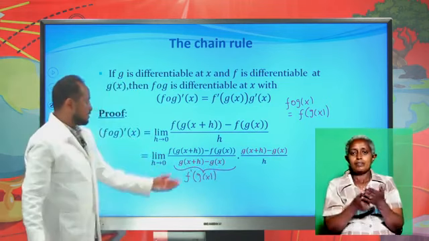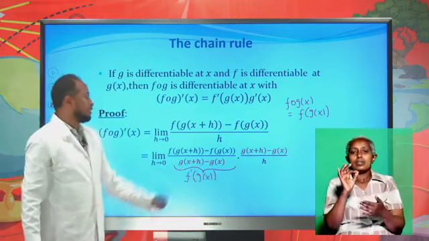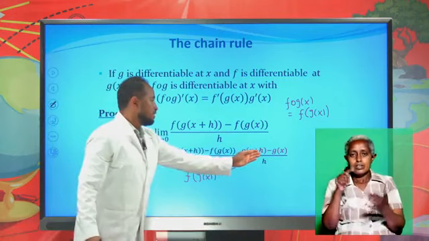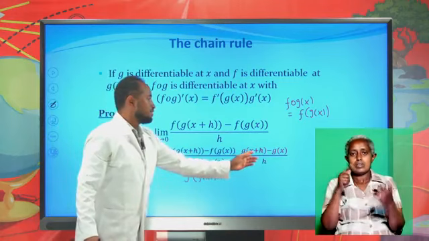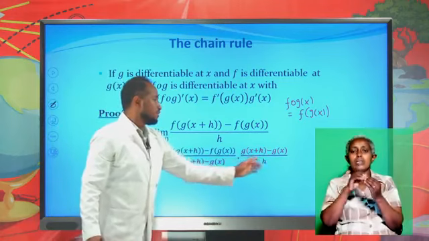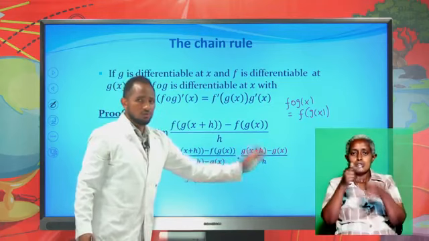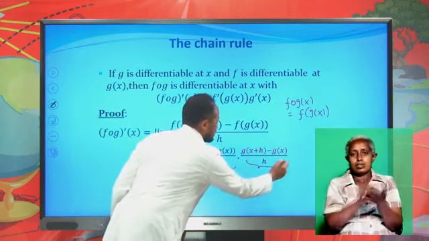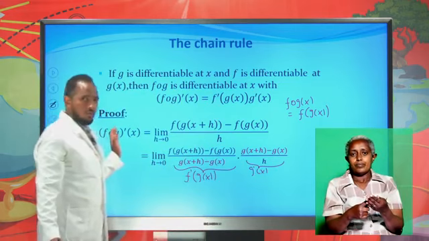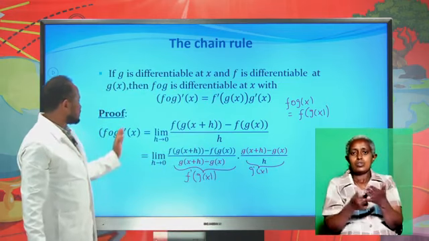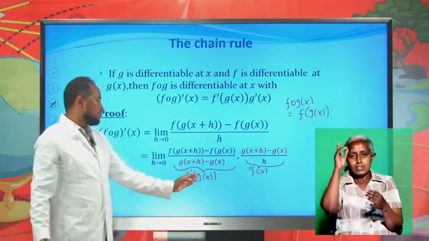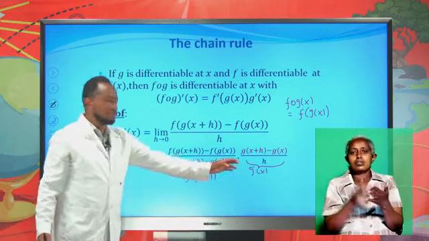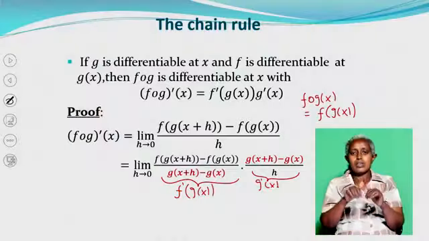Let's see how this is obtained. The limit of the other factor, g of x plus h minus g of x over h, where h goes to 0, is simply g derivative of x. Therefore the derivative of the composition f of g of x will be f derivative of g of x times g derivative of x. But let's see how this is obtained.